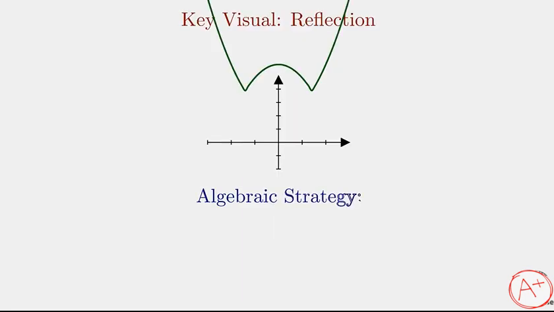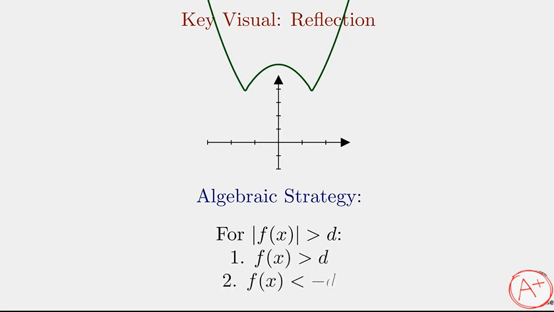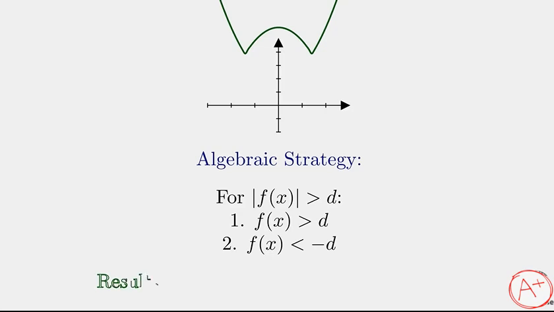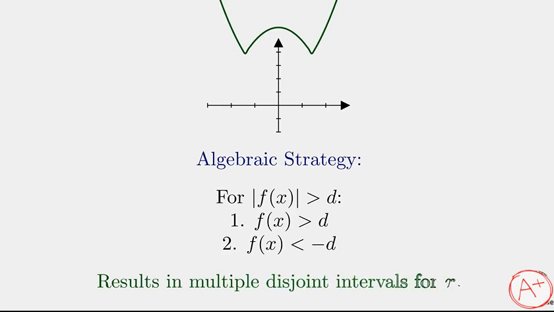To solve the modulus of f of x is greater than d, we split it into 1, f of x is greater than d, and 2, f of x is less than -d. By solving these two separate quadratic inequalities, we find the regions where the curve is above the specified horizontal line. This often results in multiple disjoint intervals for x.